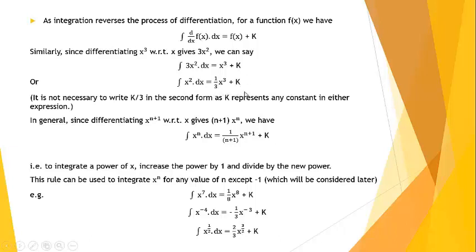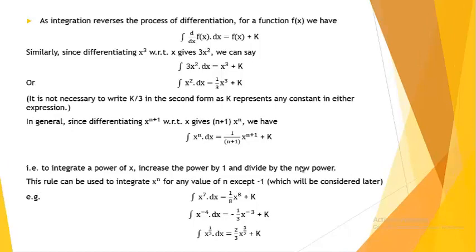But if you look at these two equations, by dividing both the sides by 3 for this equation, we get the integral of x squared dx equals 1/3 times x cubed plus k. So that is what we have got in this equation. So it is not necessary to write k by 3 as we are dividing both the sides by 3 in the second form, as k represents any constant in either expression. So the value of k can be anything. So we do not consider the exact value for the arbitrary constant.